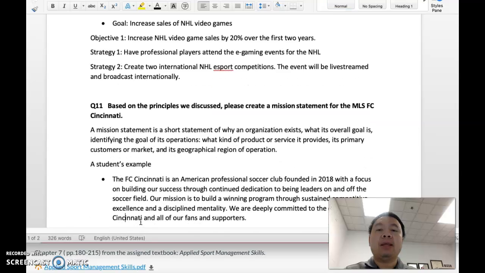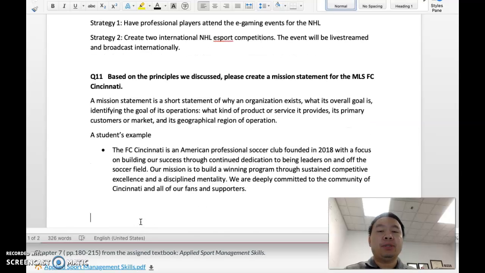About question number 11. This is based on the principle that we discussed. You have to create a mission statement for MLS club FC Cincinnati. In class, we did talk about vision statements, mission statements, and value statements. So before you start writing a mission statement for FC Cincinnati, you will have to think about what a mission statement is, and what makes a mission statement different compared to a vision statement, right?